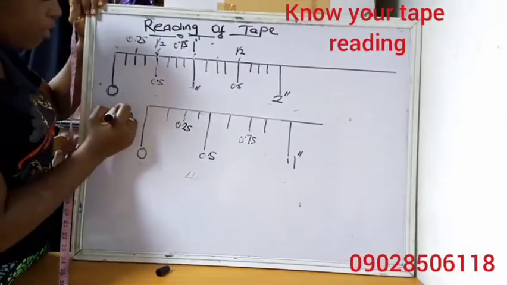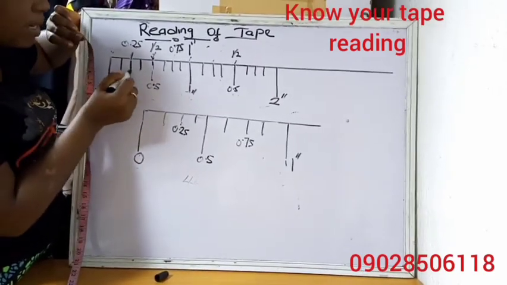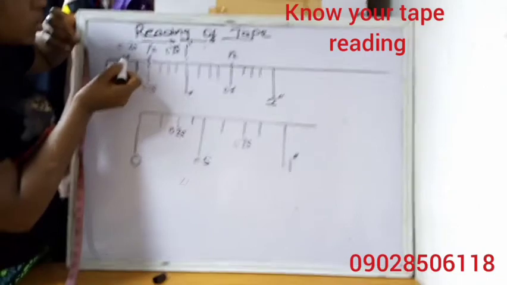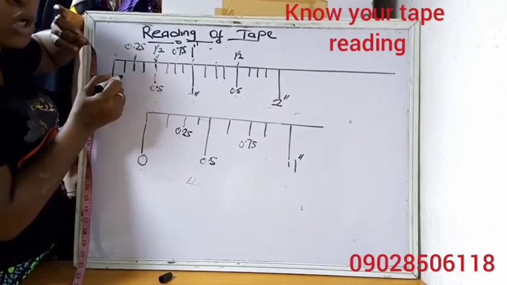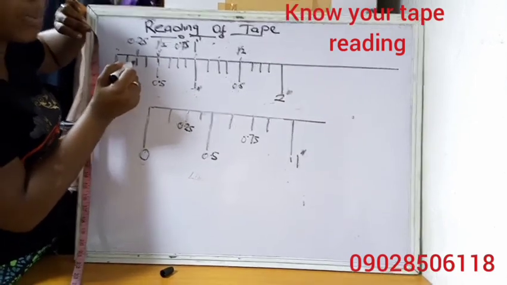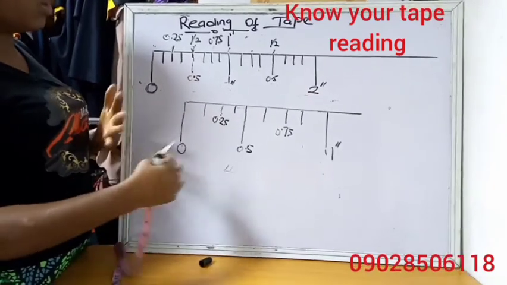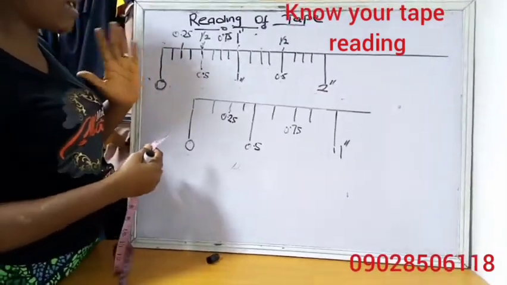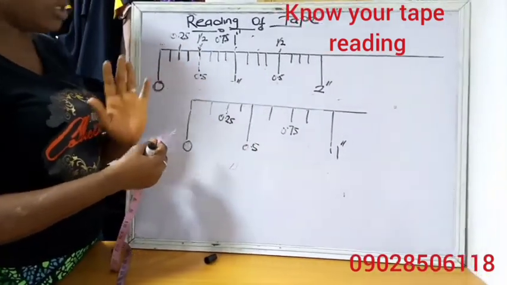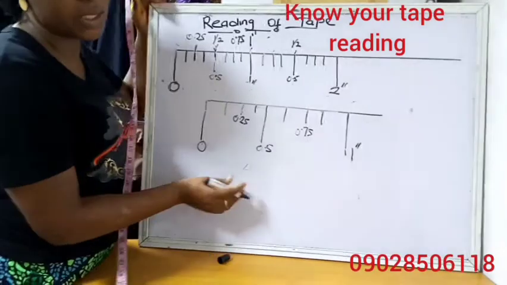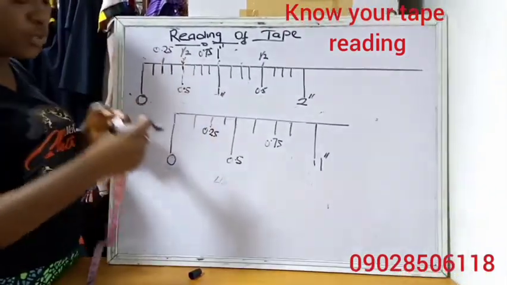So assuming you have 40 and then the measurement passed 40 and got to the first line, which is supposed to be 0.125, you can just approximate it to 0.25. That is 1/4. So most times the common measurements are 1/4, half inch, 3/4, and then 1 inch. But you can actually approximate it. So I hope, guys, that with this you should be able to read your tape.